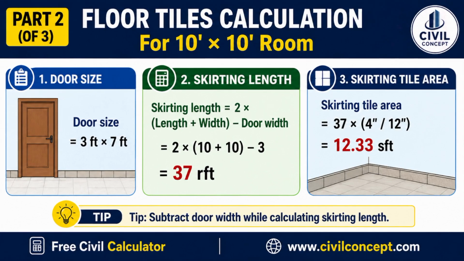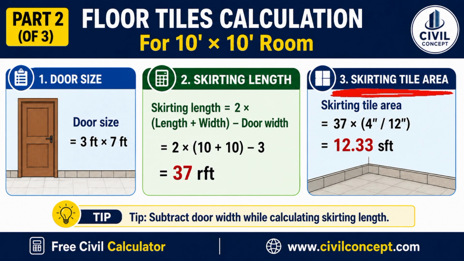Now let us calculate the skirting. Door size is 3 feet by 7 feet. Skirting length formula is skirting length equals 2 times (length plus width) minus door width. So skirting length equals 2 times (10 plus 10) minus 3. Skirting length equals 40 minus 3. Skirting length equals 37 running feet.